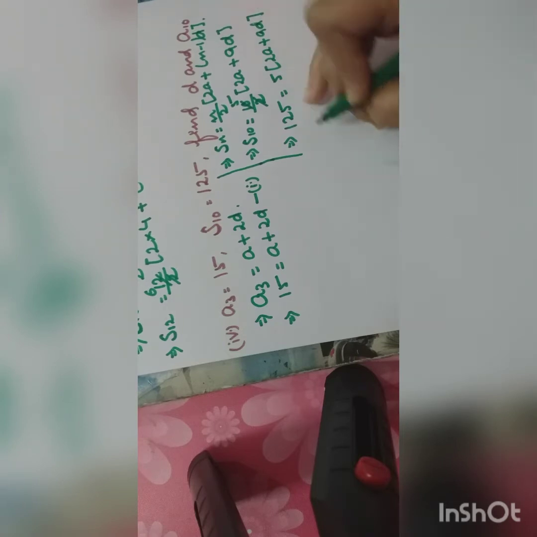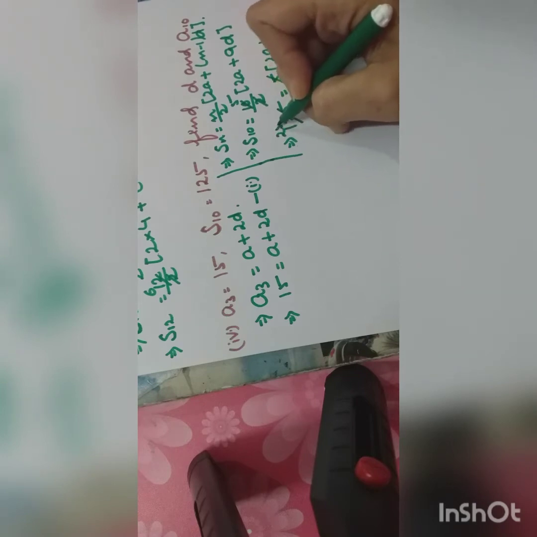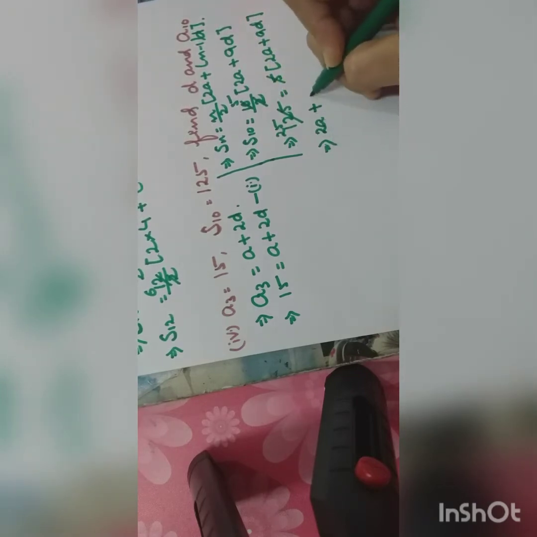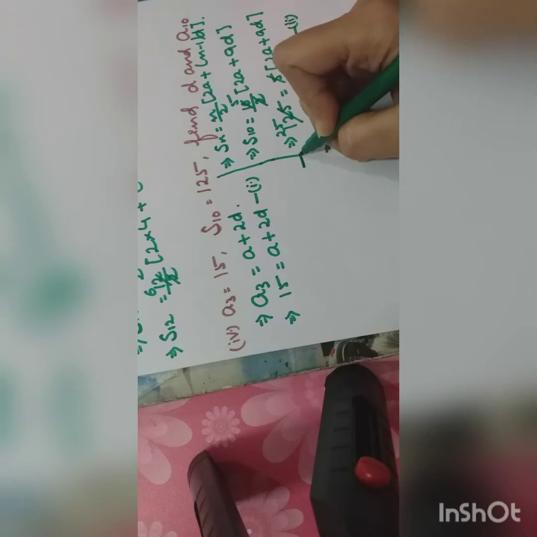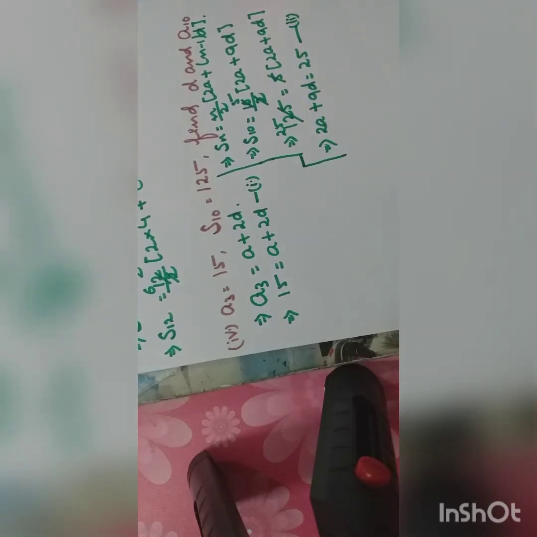Since on the LHS and RHS this 125 is divisible by 5, I am simply dividing this 125 by 5. So 5 2s are 10 and 5 5s are 25. So here it will be 2A plus 9D equals 25. That is the second linear equation I have got. So I have to simplify these two linear equations to find the value of A and D.